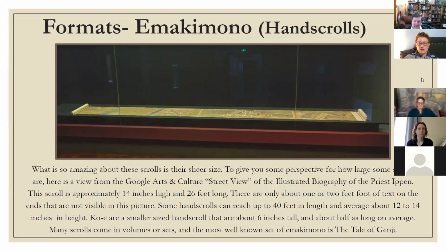It's called the Illustrated Biography of the Priest Ippen. Now this scroll is approximately 14 inches high and 26 feet long. There are only about 1 or 2 feet of text not visible in this picture. Some hand scrolls can reach up to 40 feet in length and average about 12 to 14 inches in height. Koei are smaller sized hand scrolls that are about 6 inches tall.